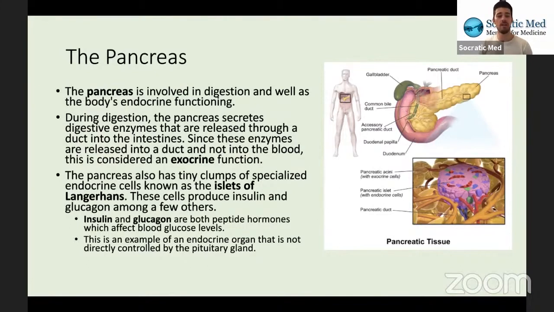The pancreas also has tiny clumps of specialized endocrine cells known as the islets of Langerhans, which we mentioned a little bit earlier. These cells produce insulin and glucagon, among a few others. I think it might also produce somatostatin. But insulin and glucagon are really the two that I see the most on the MCAT.